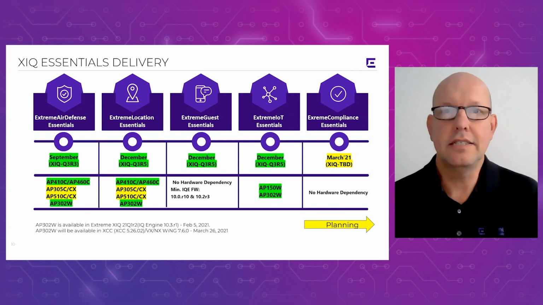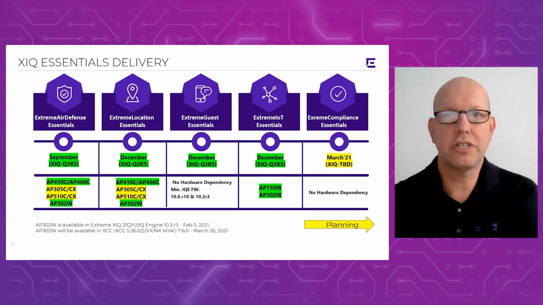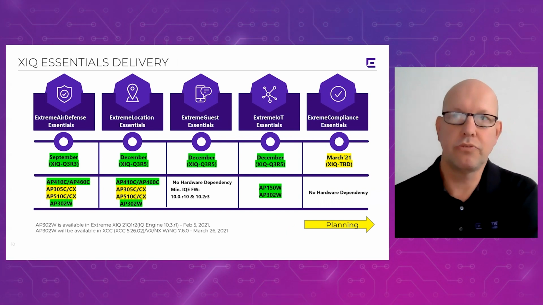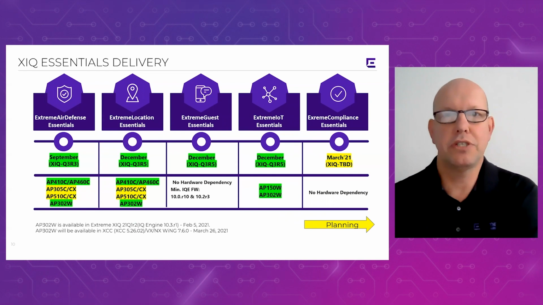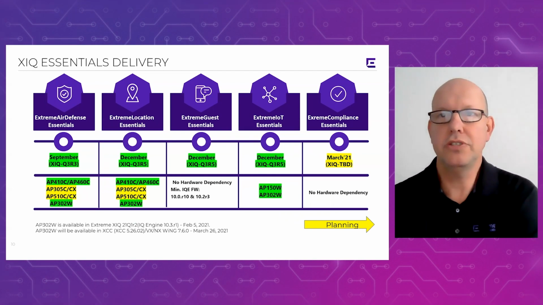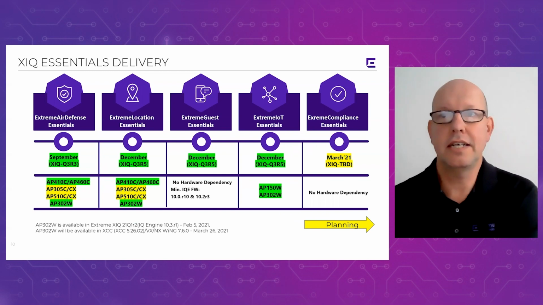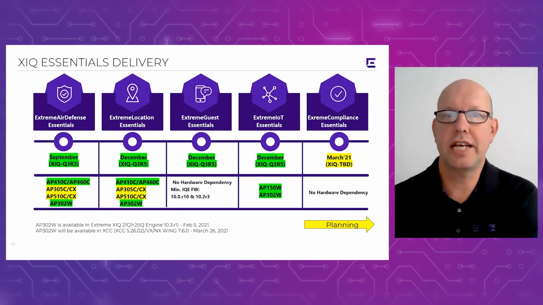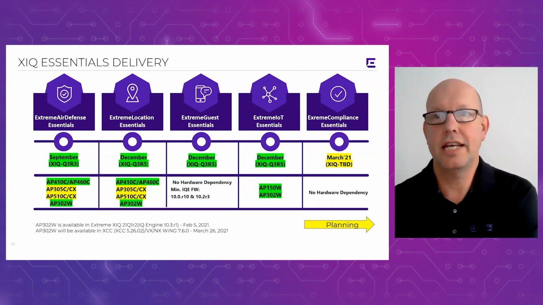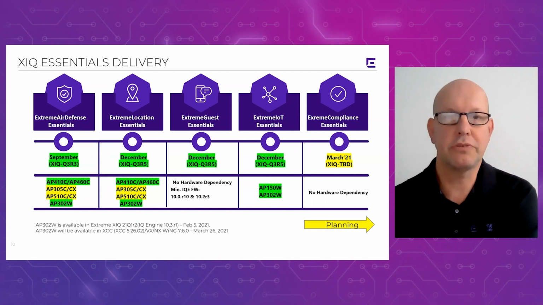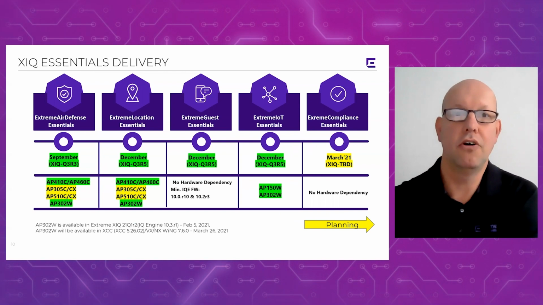In another session, we specifically talked about XIQ Essentials, the software tools to make XIQ richer with possibilities to localize your assets, defend your network against potential threats, control the IoT and guests, and use compliance testing. Of course, the software needs the hardware. And here you can see the timeline, how the Essentials came to market with the first access point supported. Needless to say that we have our goal set to have no hardware dependencies next month, in March.